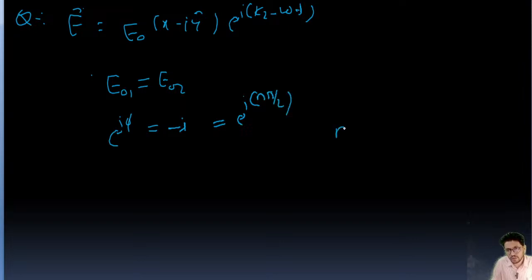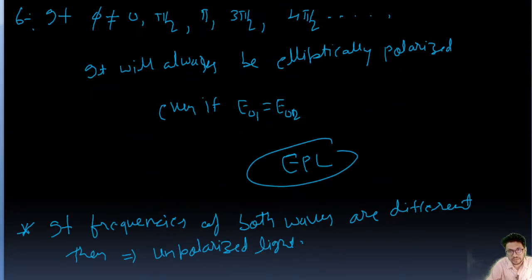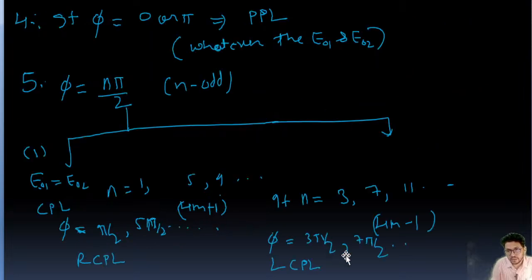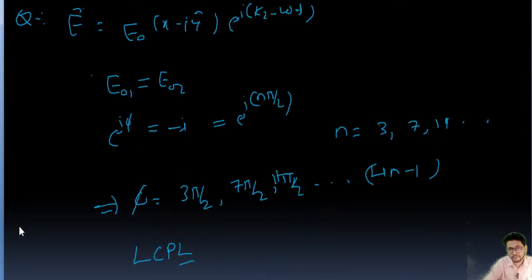So this value is e to the power i n pi by 2, and the value of n is going to be 3, 7, 11, and so on, that is 4m minus 1. E naught 1 equals E naught 2, and with n equal to 3, 7, 11, the value of phi is going to be 3 pi by 2, 7 pi by 2, 11 pi by 2, and so on. It means left circularly polarized light. Here I'll show you this point: 3 pi by 2, 7 pi by 2, so this is left circularly polarized.